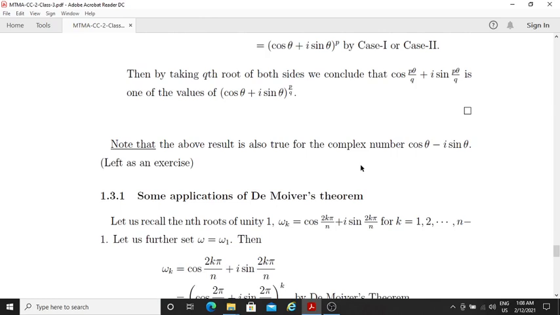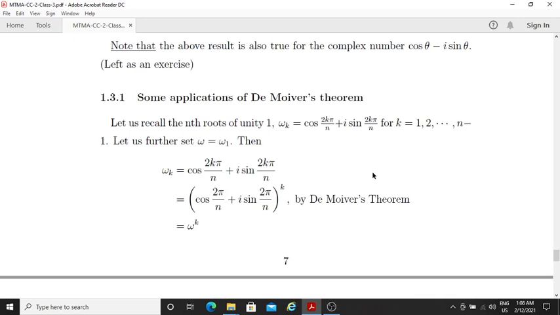Now the next thing is the application of De Moivre's theorem and the roots of unity. This is the most important, interesting part, and here you will get the real essence of roots of unity and its importance for finding roots of any complex number. So first we will rewrite the roots of unity again with the suffixes.